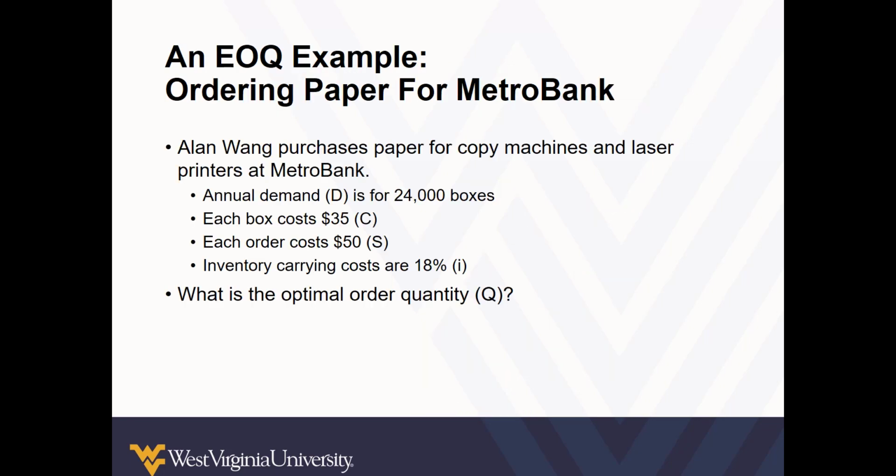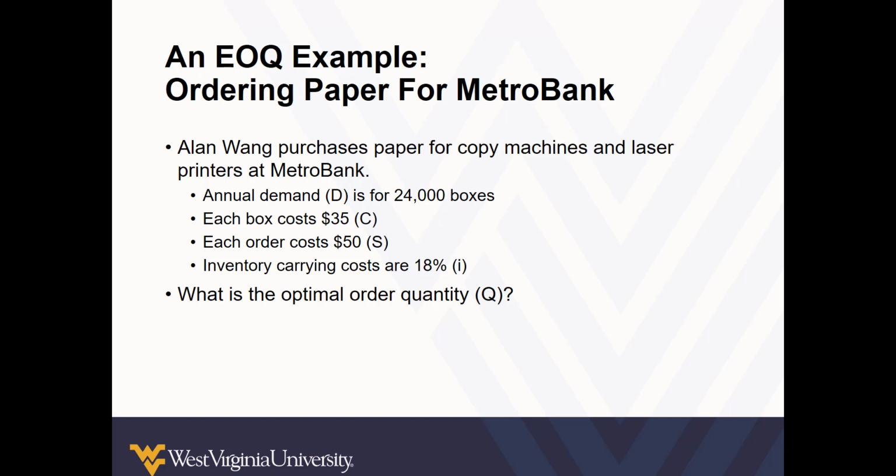Let's look at an example. Alan Wang is responsible for purchasing the paper used in all of the copy machines and laser printers at the corporate headquarters of MetroBank. Alan projects that in the coming year, he will need to purchase a total of 24,000 boxes of paper, which will be used at a fairly steady rate throughout the year. Each box of paper costs $35. Alan estimates that it costs $50 each time an order is placed, and this includes the cost of placing the order plus the related costs in shipping and receiving.